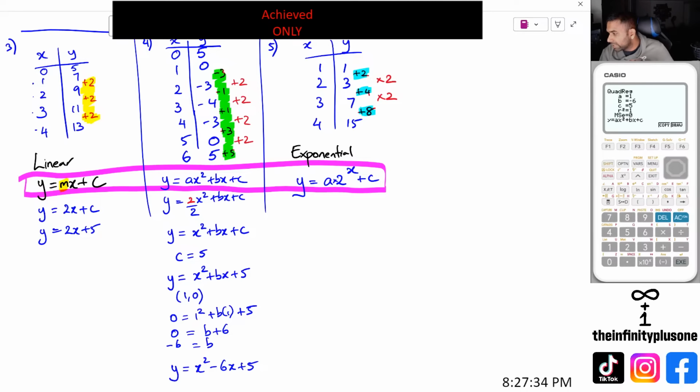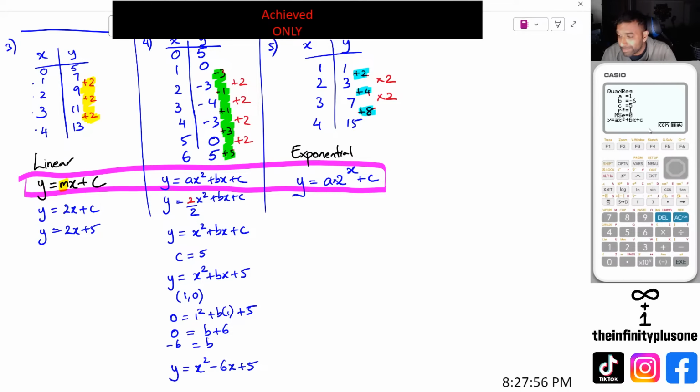Now for the last one, is the second difference always divided by 2 to get a? Yes, it is always divided by 2. After you enter the values in the calculator, you click on graph, and then graph 1, and then calc, and then x squared.